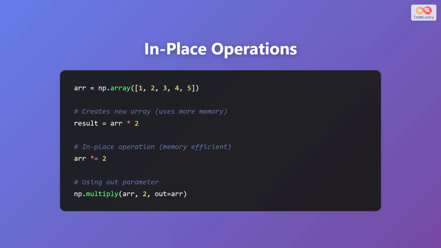In-place operations are another powerful technique for memory optimization. When you perform a regular operation, like multiplying an array by 2 using the asterisk operator, NumPy creates a new array to store the result, consuming additional memory. However, in-place operations modify the array directly without creating new arrays. You can use augmented assignment operators like asterisk equals for in-place multiplication. Many NumPy functions also support an out parameter, allowing you to specify where the result should be stored, which also avoids creating temporary arrays.